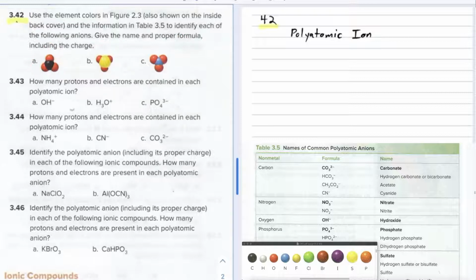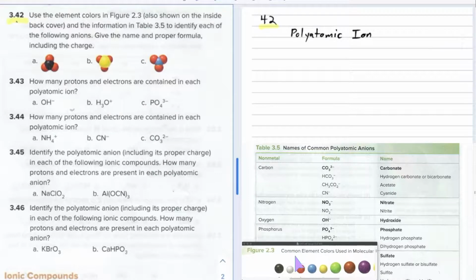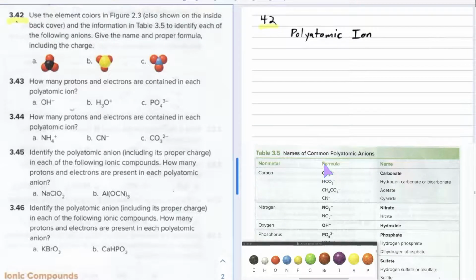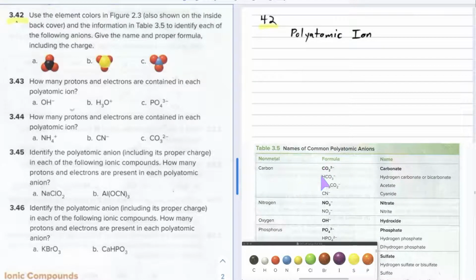Okay, so what are these atoms? Well, that's indicated in figure 2.3 over here. Here are the colors that are used throughout this book. Now, you should of course memorize carbon, hydrogen, oxygen, nitrogen. Those are the big 4. But then the book uses these other ones sometimes. And once you know the colors, you can use table 3.5 here to figure out which one we're talking about. And it has the name right there.